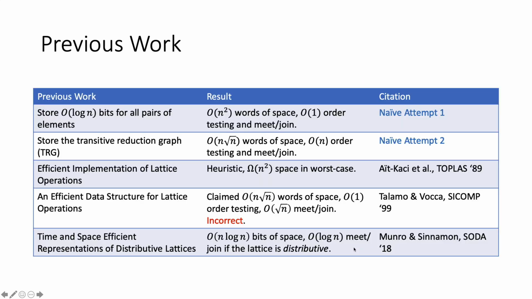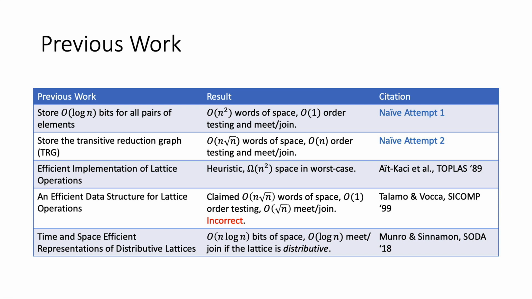Okay, so what is the previous work on the lattice problem? There are two naive approaches that seem to almost suggest themselves. The first idea is that we can just store a quadratic amount of information in the lattice, and since everything is stored beforehand, we can compute order testing and meets and joins in constant time.